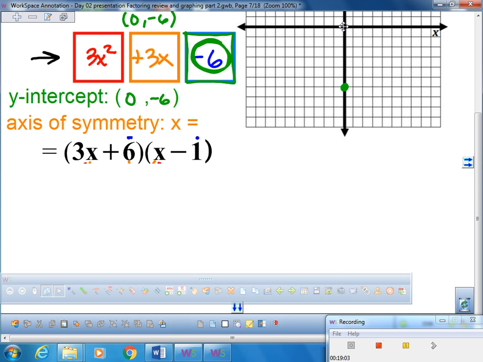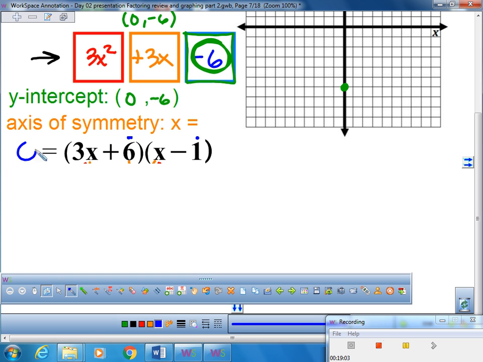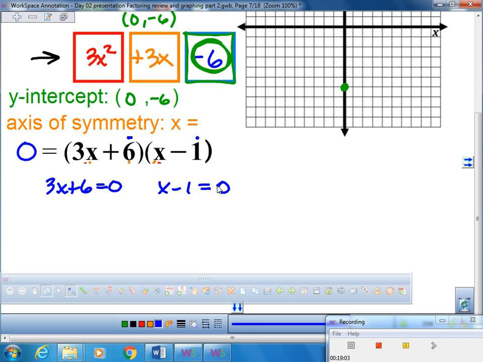That's why it's 0. Okay, check this out, guys. This is actually, when I go to graph it, both of these are equal to 0. All right? So I have 3x plus 6 equal to 0, or I have x minus 1 equal to 0. So that makes this one x equal to 1. And that makes this one, if I subtract 6 from both sides, divide each side by 3, I get x equal to negative 2. That's the formal way of finding these zeros.